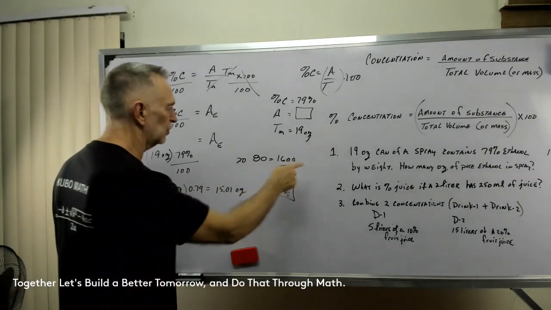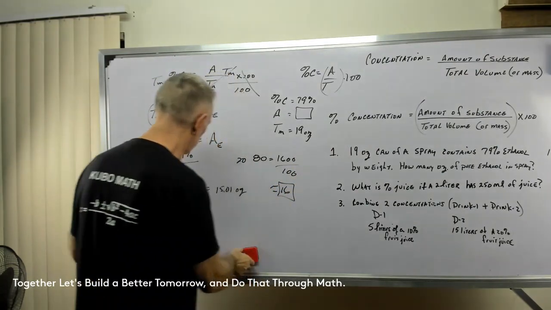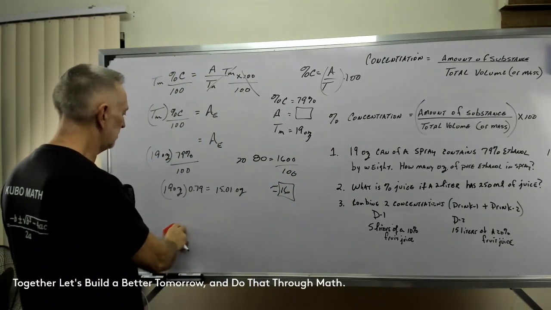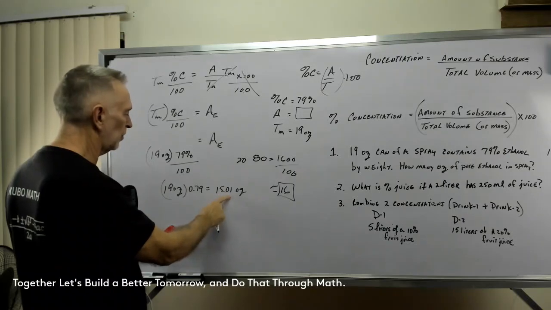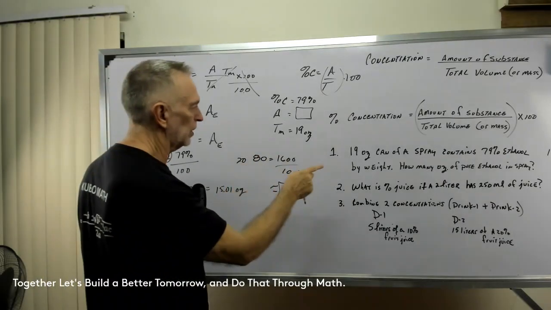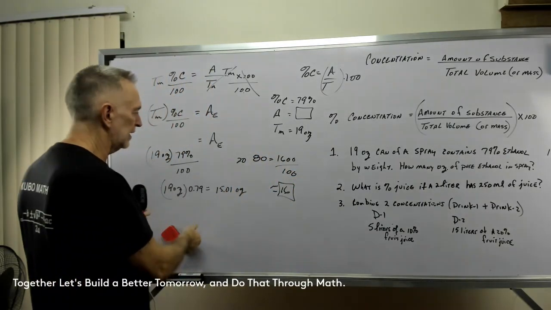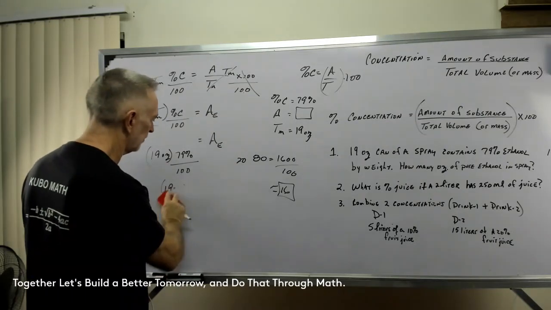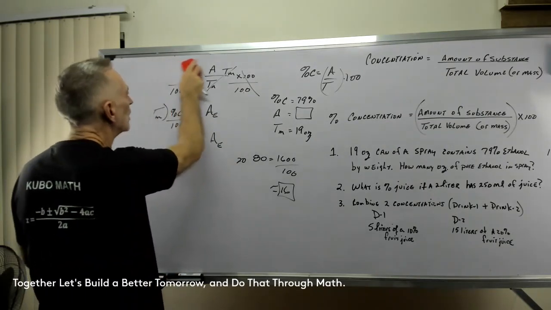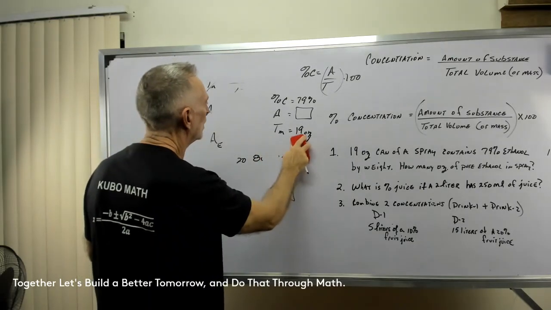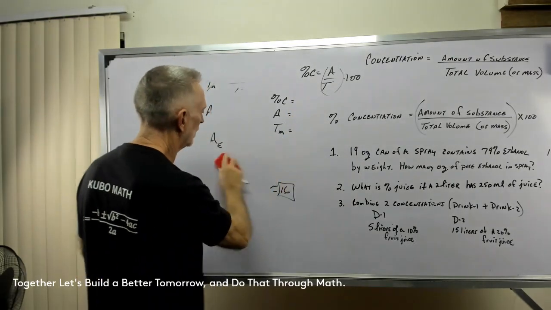All right, so this one, 15.01. And that was the amount of ethanol, 15.01 ounces of pure ethanol that was in that 19-ounce can. Okay, let's keep that.